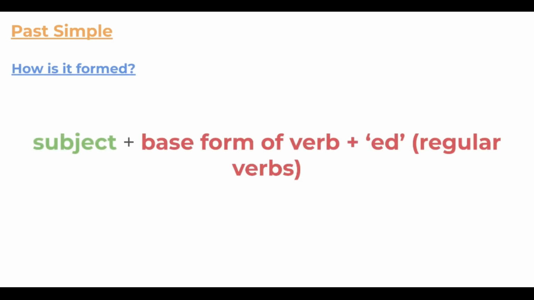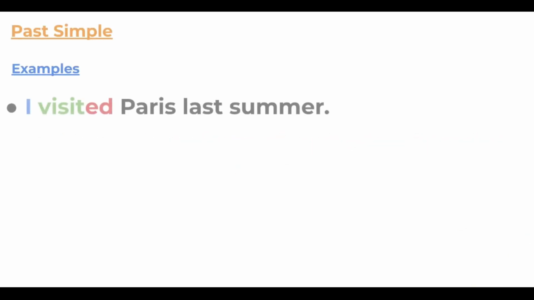Now, let's think about the equation. So, we've got our subject, and then we follow the subject with the base form of the verb. That is the root form of the verb, if you like, plus an ed for regular verbs. Now, this is important because we'll talk about irregular verbs later, but we want that ed on the end of regular verbs.